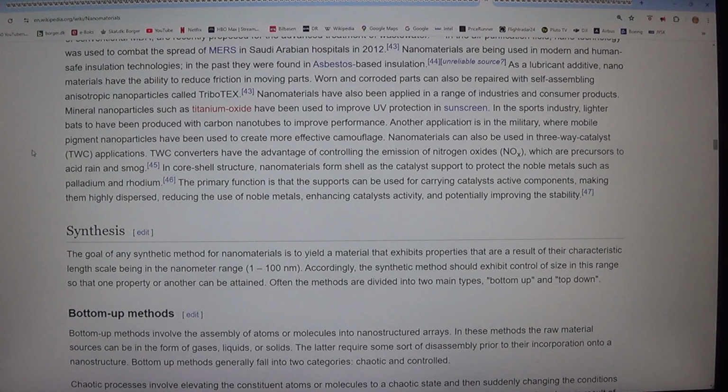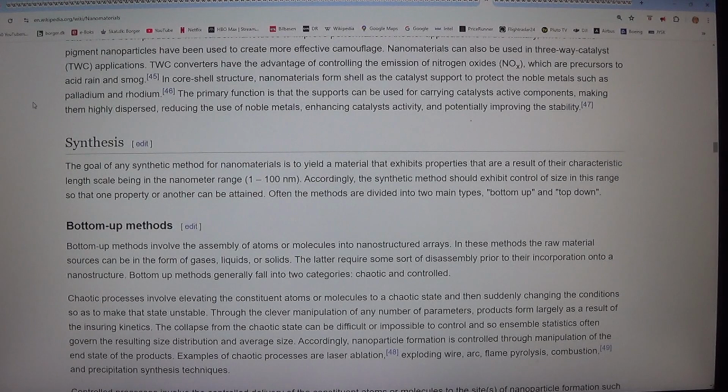TWC converters have the advantage of controlling the emission of nitrogen oxides, NOx, which are precursors to acid rain and smog. In core-shell structure, nanomaterials form the shell as the catalyst support to protect the noble metals such as palladium and rhodium. The primary function is that the supports can be used for carrying catalysts' active components, making them highly dispersed, reducing the use of noble metals, enhancing catalysts' activity, and potentially improving the stability.